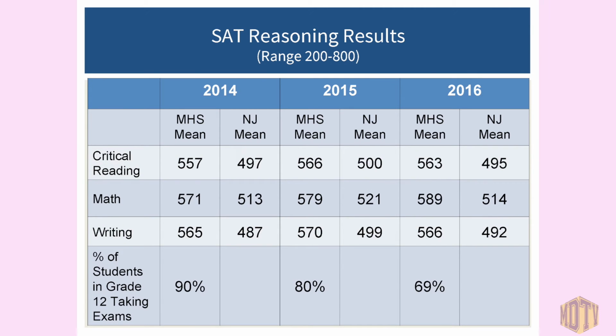The next slide is our SAT reasoning results, again from 2014, 15, and 16. And you'll see that while our mean SAT scores are consistently higher than the state mean, we've noticed a drop in the number of students actually taking the SAT since more students have opted to take the ACT as a score. For those of you that are unfamiliar or just want to review, the SAT scoring has changed since 2016 when the highest score was a 2400. The new score now in 2017 for students graduating is a 1600.